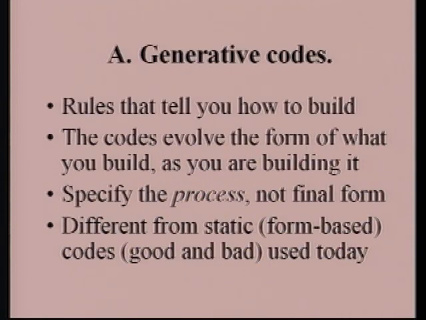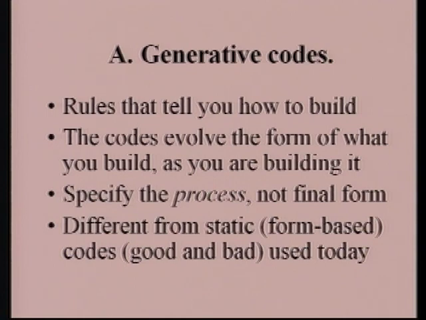Let me begin by definition. What are generative codes? These are rules that tell you how to build. The codes evolve the form of what you build as you're building it. Therefore, they specify the process of building and not the final form. And this is different from static or form-based codes that are used today. The form-based codes obviously specify the form, but they don't specify the process. To add to the confusion, form-based codes can be either good or bad, so there are different types of form-based codes.